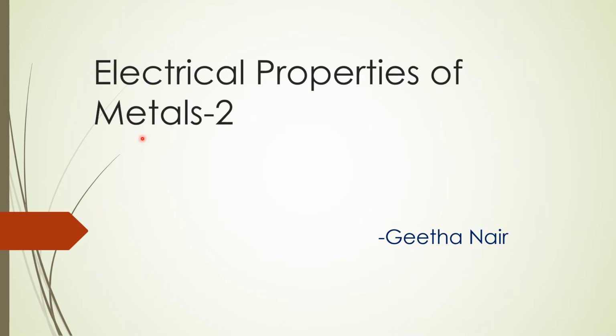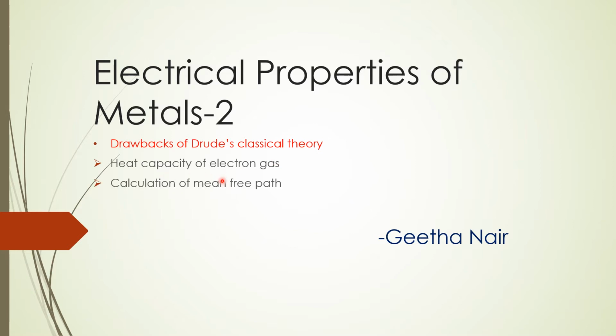This video is the second part of the series on electrical properties of metals. Here we will see the drawbacks of Drude's classical theory. First is the heat capacity of electron gas, calculation of mean free path, Wiedemann-Franz law, and also we will be seeing about the relaxation time.